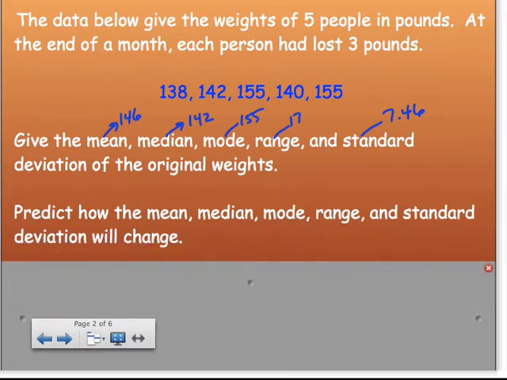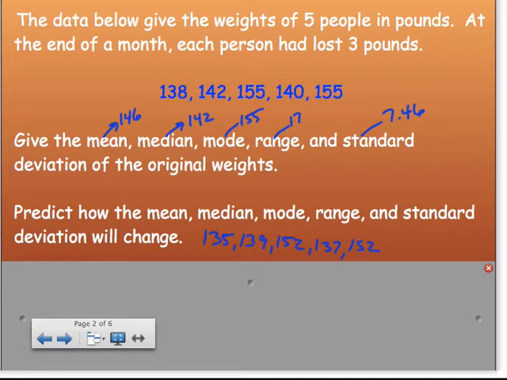I want you to predict how the mean, median, mode, range, and standard deviation will change when I incorporate the fact that each person lost 3 pounds. So I know we can say 138 goes down to 135, 142 goes down to 139, 155 goes down to 152, 140 goes down to 137, and again 155 goes down to 152.